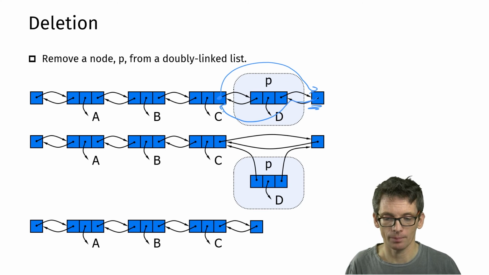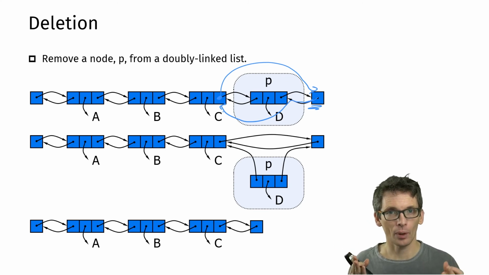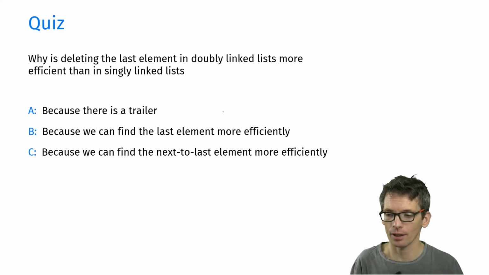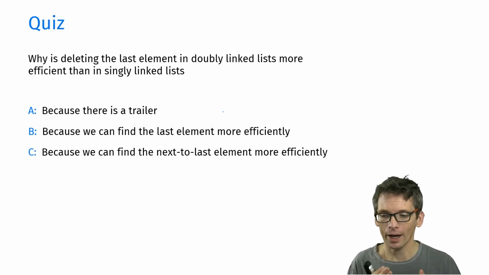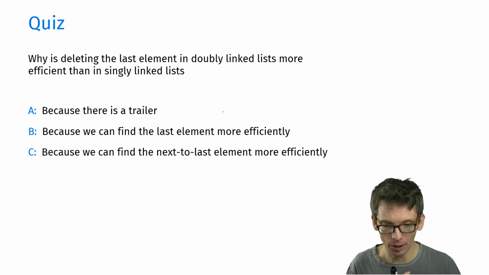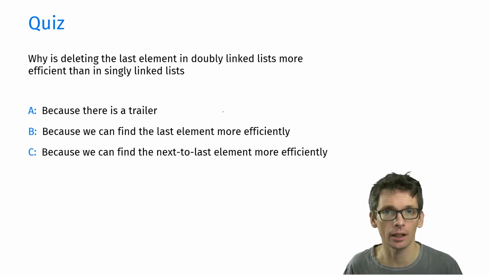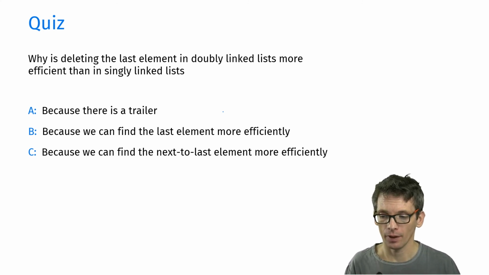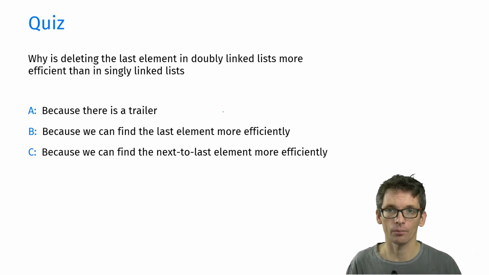And then we get this. So now we have doubly linked lists. We know how to insert, we know how to delete. Let's have a quick quiz. Why is deleting the last element in a doubly linked list more efficient than in a singly linked list? A, because there's a trailer. B, because we can find the last element more efficiently. Or C, we can find the next to last element more efficiently. A, B, or C?